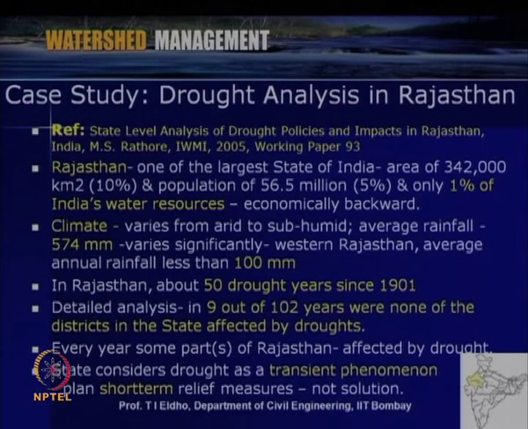As far as climate of this state is concerned, it is mainly arid to subhumid area, and the average rainfall is about 574 millimeter, and this also drastically varies from one location to another location. In western Rajasthan it is less than 100 mm, and other areas slightly more. That way the average rainfall is distributed.